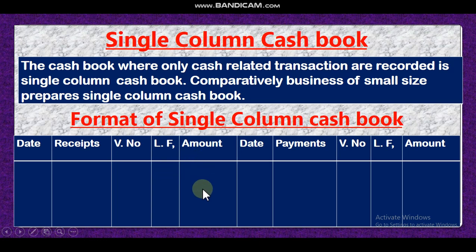As well as when you pay cash money: date, payment, voucher number, LF, and amount. This side is called the debit side, and this side is called the credit side. The difference of debit and credit will be the balance of cash. That means cash in hand at the end of the day.